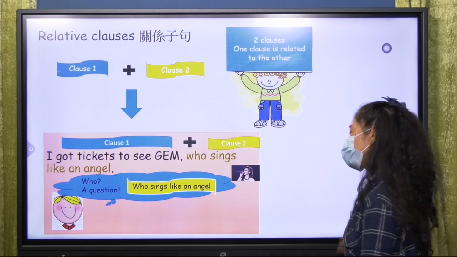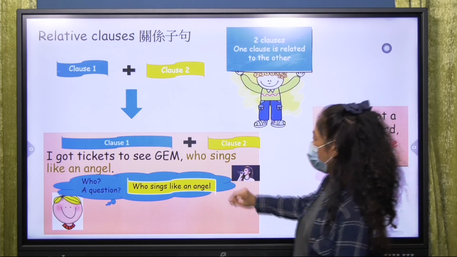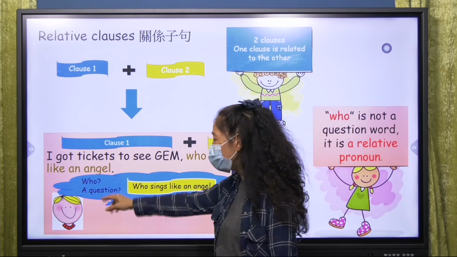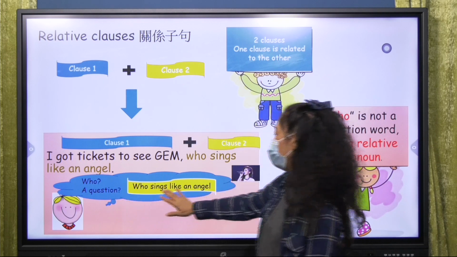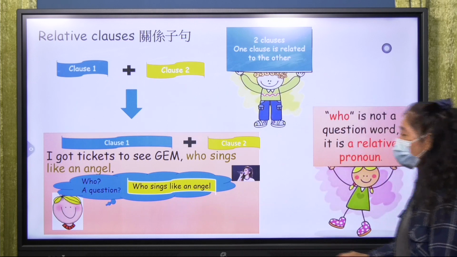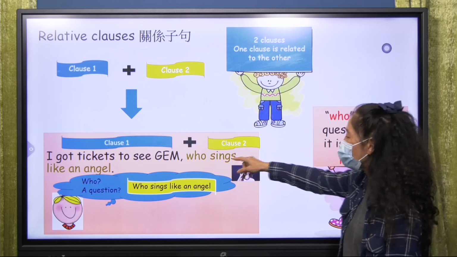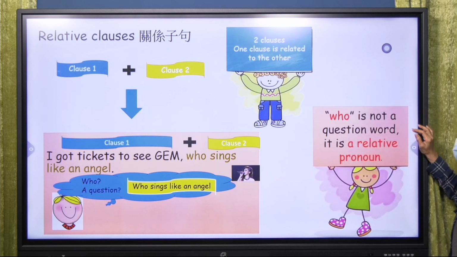Now, you may ask, how come the second one, who sings like an angel? Who? Is it a question? No. Who in this sentence is not a question word. It is a relative pronoun.